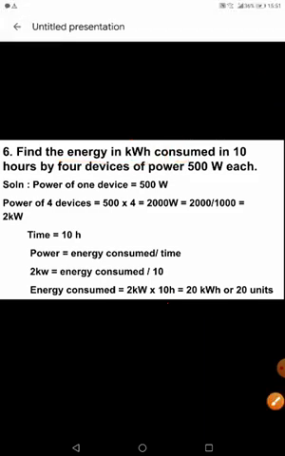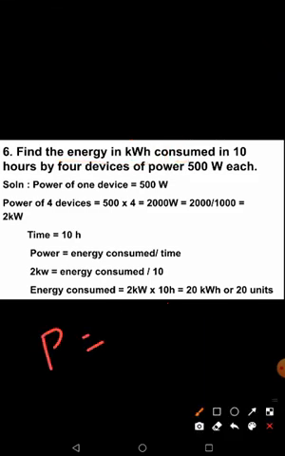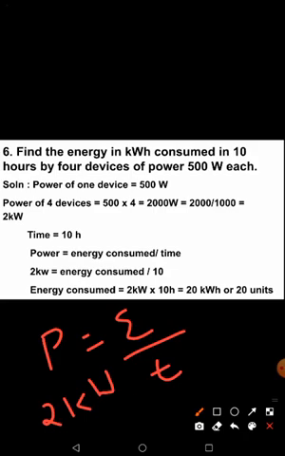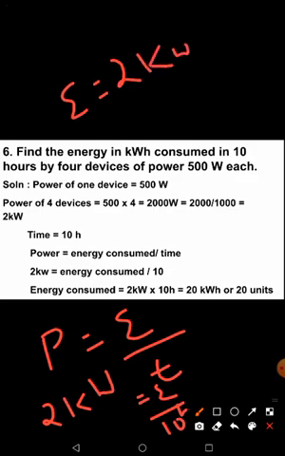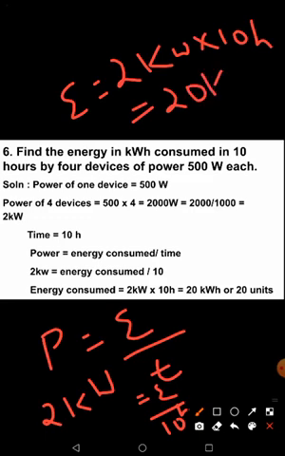Now you all know this formula. Power is equal to energy consumed upon time. So we know power, which is equal to 2 kilowatt, and your energy is unknown, time is 10 hour. So energy will be 2 kilowatt into 10 hour, which will give you 20 kilowatt hour, or otherwise you can write it as 20 units. Clear?